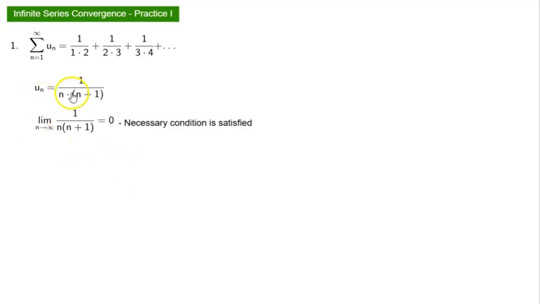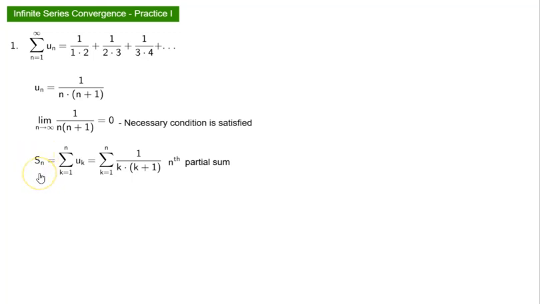Now take the limit of this term as n goes to infinity. What do we get? We get 0. So which means the necessary condition is satisfied. That means we can proceed forward. The next step would be to see whether we can figure out the partial sum.